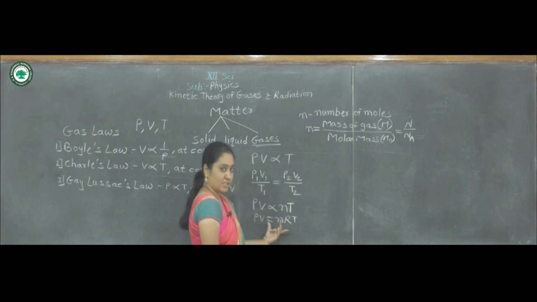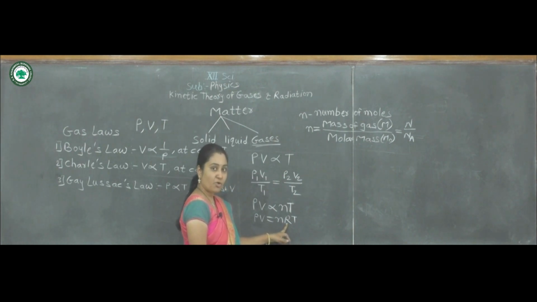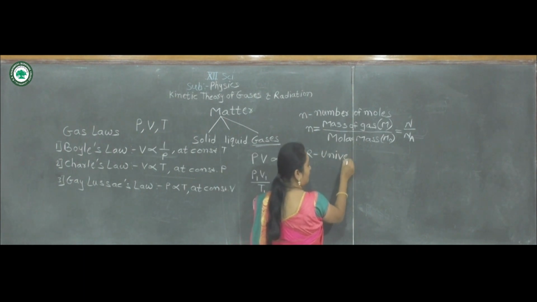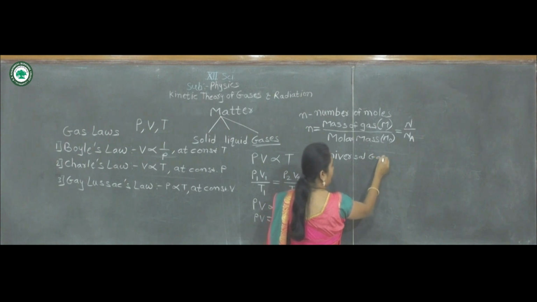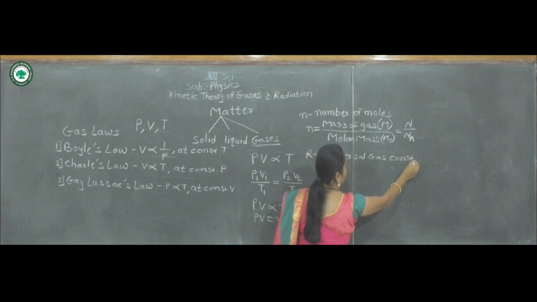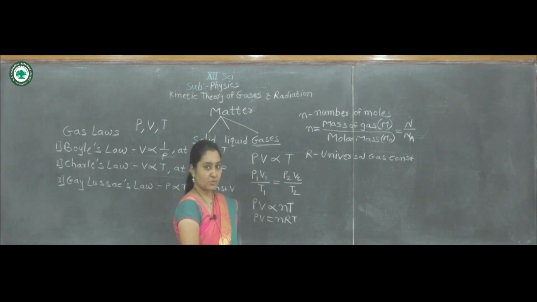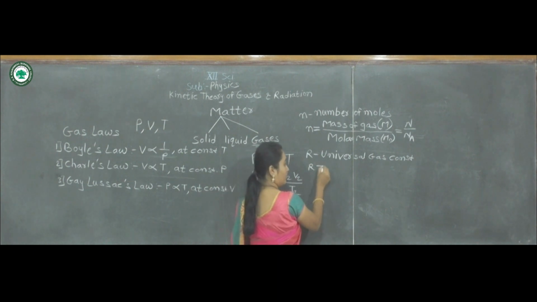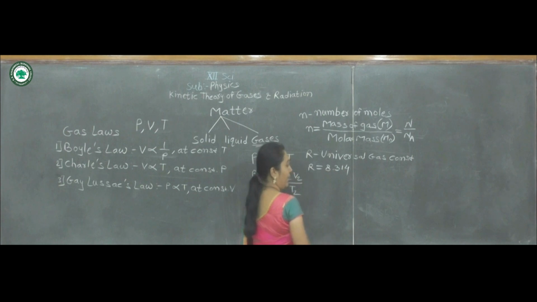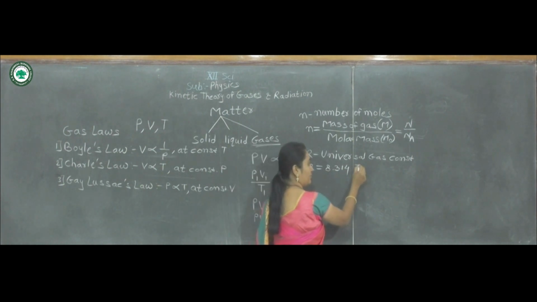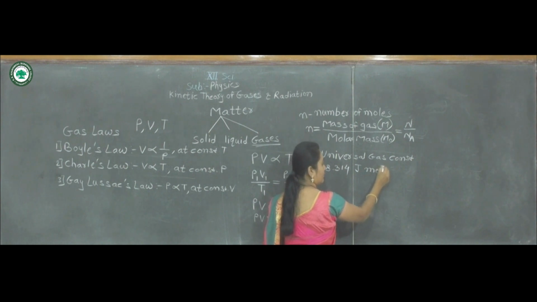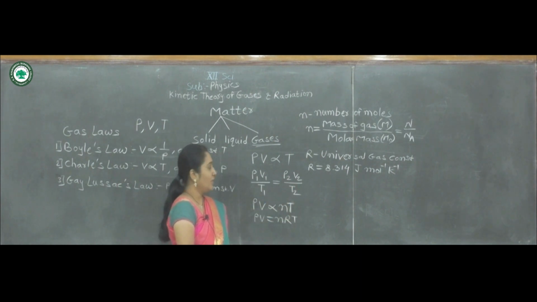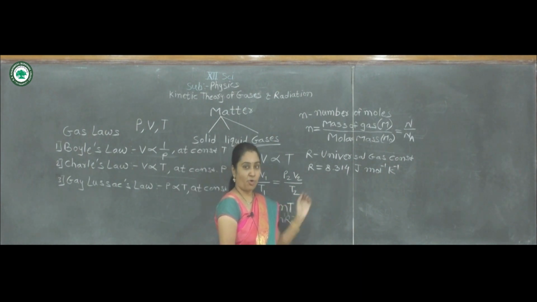In this equation, R is called the universal gas constant, and R has the value 8.314 joule mole inverse Kelvin inverse. So this is the value of R, the universal gas constant.